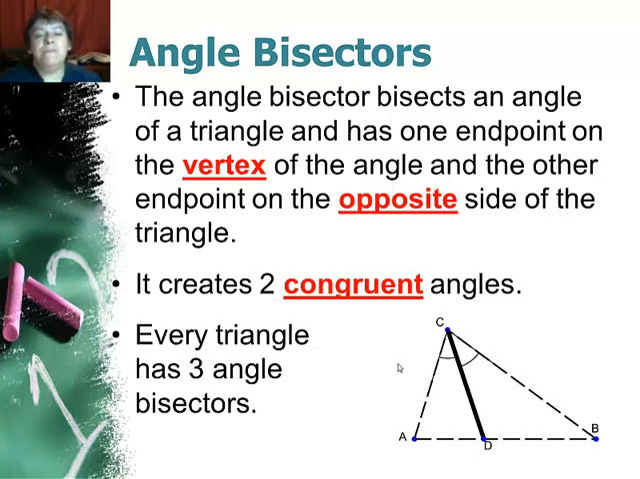Now, the important thing for most of your problems, for everyone, not just pre-AP, is that it creates 2 congruent angles. All right? So this angle will be congruent with this angle, for every angle bisector. And you have your vertex, one endpoint is a vertex, and one endpoint is the point on the other side. There is no guarantee that AD will be congruent with DB.